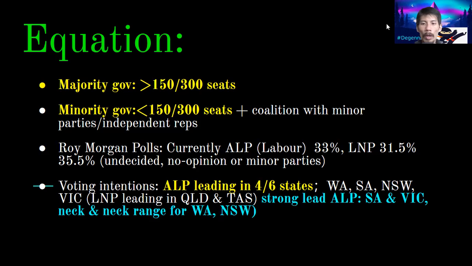In WA, SA, NSW, and VIC, they are leading. There's a strong lead for the ALP in South Australia and Victoria. LNP is leading in QLD and TAS, so Queensland and Tasmania. In the other two states where ALP is leading, Western Australia and New South Wales, it's pretty much neck and neck, with ALP slightly ahead in the polls.